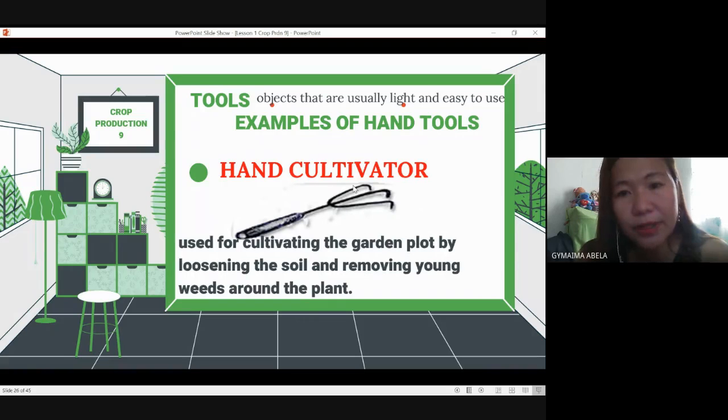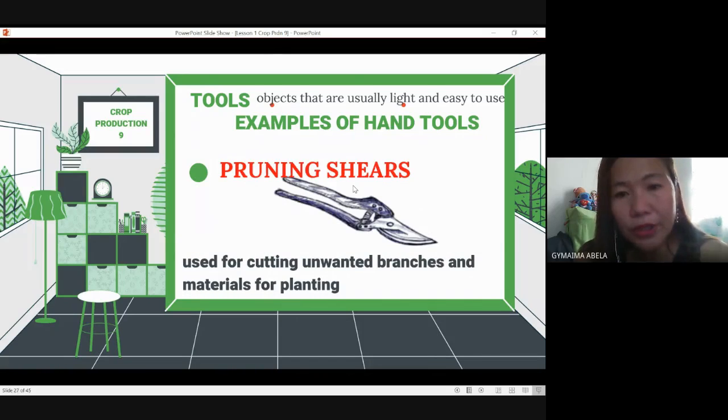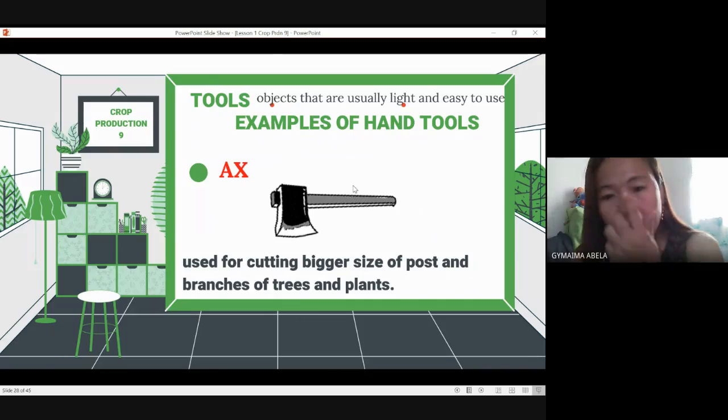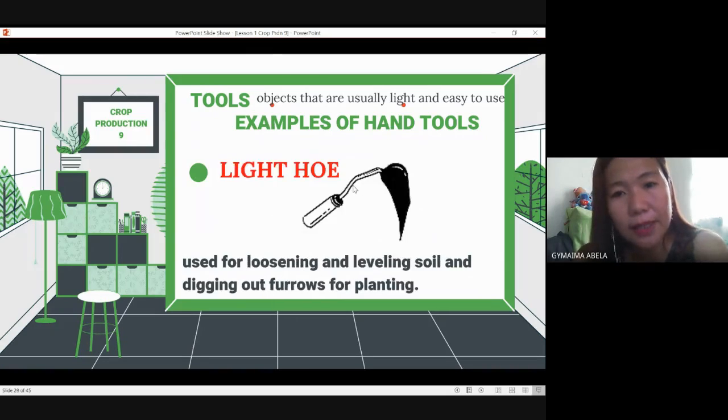Another example is the hand cultivator, used for cultivating the garden plot by loosening the soil and removing young weeds around the plant. So when you are cultivating the plant, you can use the hand cultivator. Pruning shears are used for cutting unwanted branches and materials for planting. And then another is the axe, used for cutting bigger posts and branches of trees and plants.